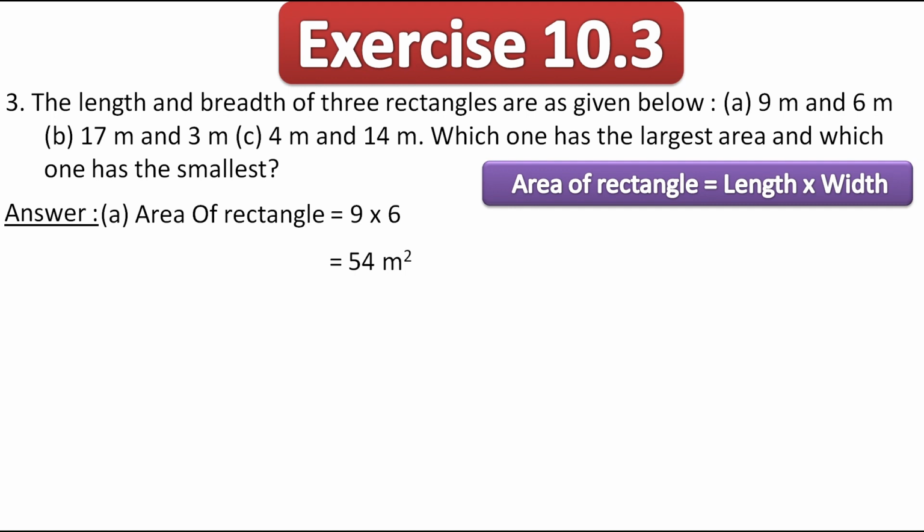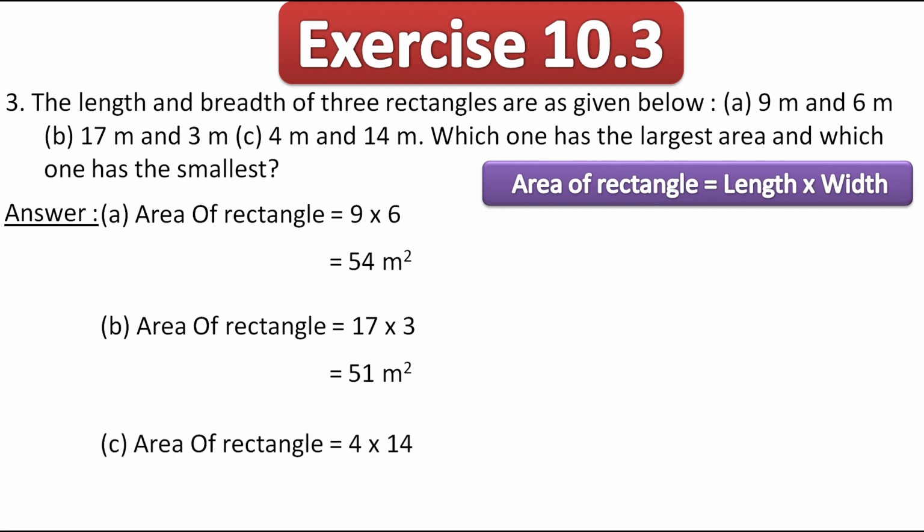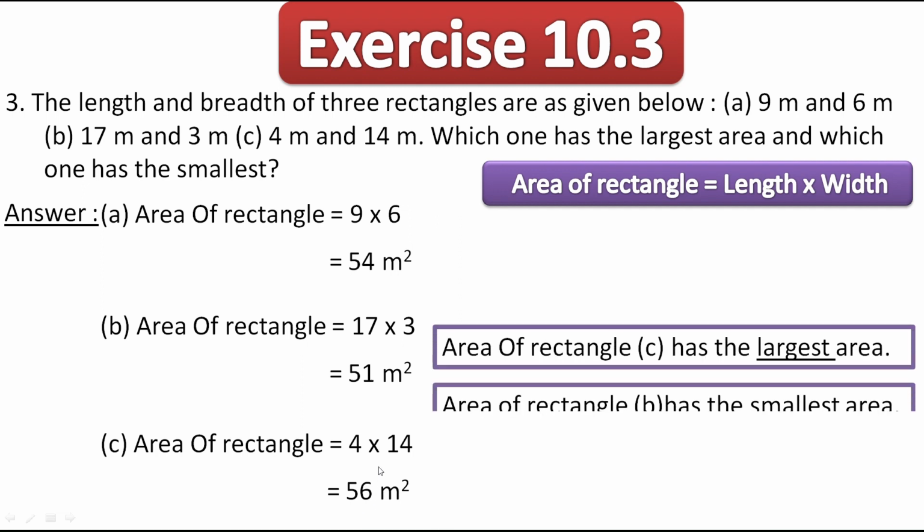The area of rectangle B is 17 into 3, which is equal to 51 meters square, and the area of rectangle C is 4 into 14, which is equal to 56 meters square. Now, among all these three, 51 is smaller, so area of rectangle B is smallest and 56 is largest. Therefore, area of rectangle C is largest.